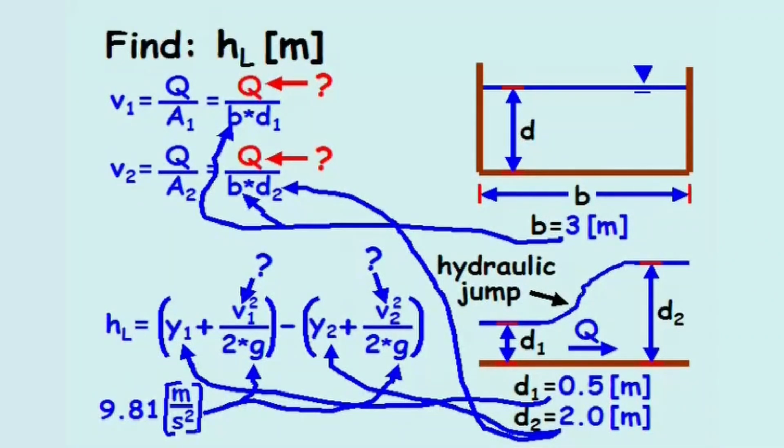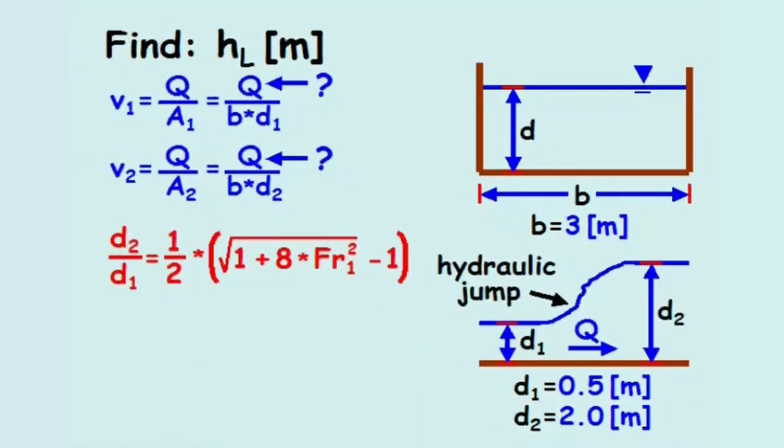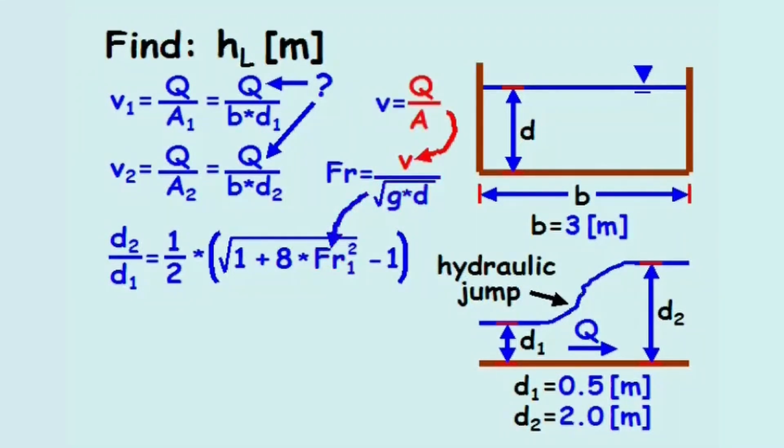An equation which relates the conjugate depths across a hydraulic jump is d2 divided by d1 equals 1/2 times the quantity, the square root of 1 plus 8 times the upstream Froude number squared minus 1. For a rectangular channel, the Froude number equals the velocity divided by the square root of the gravitational acceleration times the depth, where the velocity equals the flow rate divided by the area, and the area equals the base width times the depth.